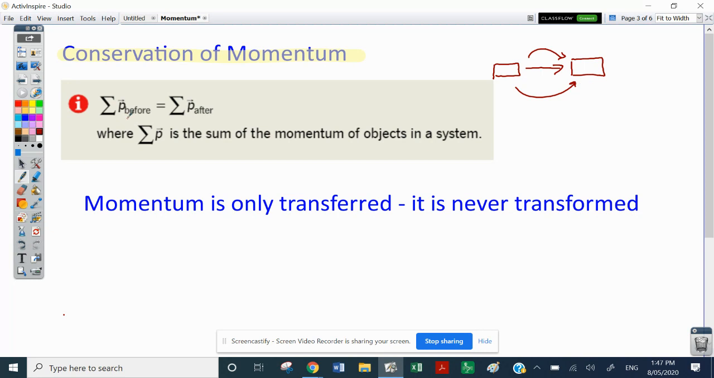So the momentum before must equal the momentum after, and unlike energy, it is only transferred. You cannot transform momentum. Momentum does not become something else. It is transferred from one object into another as we have a collision or an interaction between the two objects when they come into contact. So that's the law of conservation of momentum. It is an inviolable law. It can't be violated. Okay, moving on.